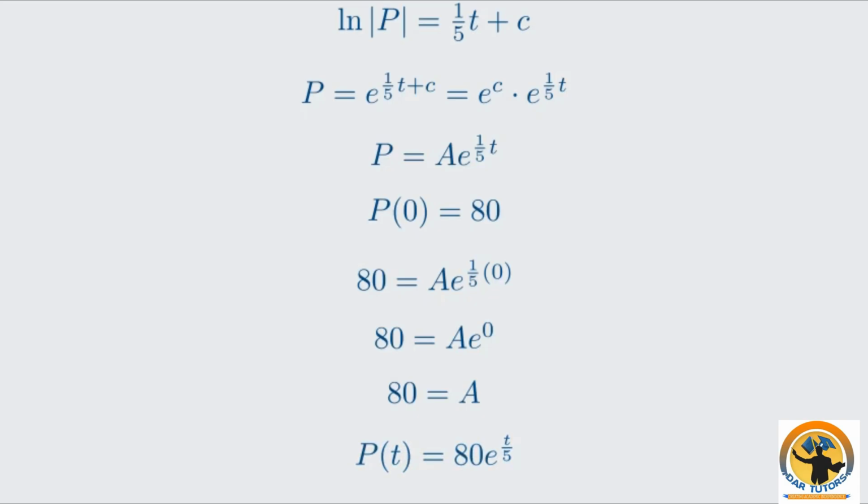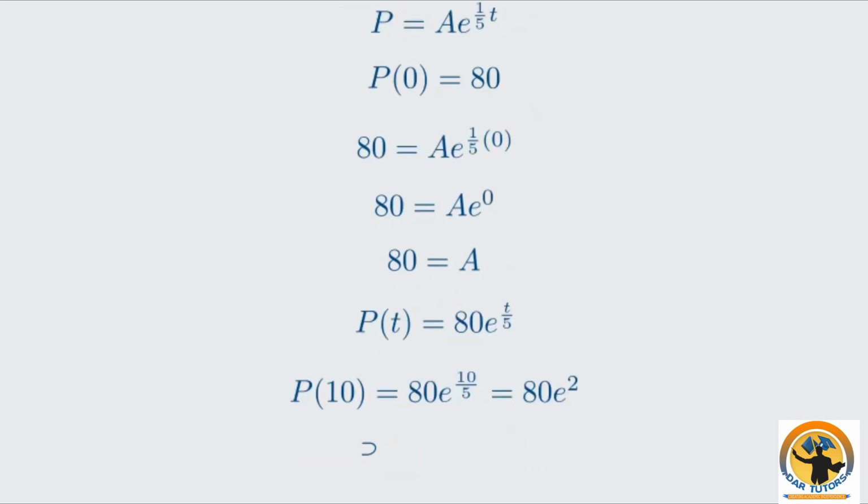Finally, let's find the population after 10 years. We substitute t equals 10 into our equation. P of 10 equals 80 times e to the power of 10 over 5, which is 80 times e squared. Using a calculator, this is approximately 591. So, after 10 years, the salmon population will be approximately 591. We have successfully modeled and solved a real-world problem using a separable differential equation.